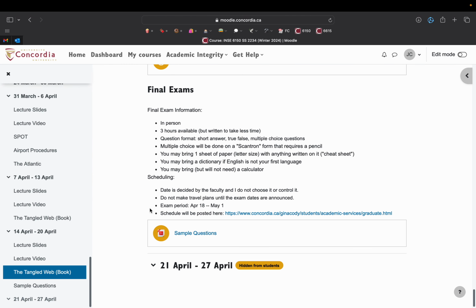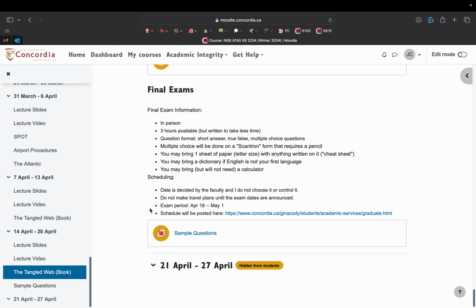The first thing I'll draw your attention to is the bottom part, the scheduling. The final exam will be sometime between April 18th and May 1st. That's the exam period this year. What date it actually is, I don't choose. I have no control over it. I just tell the department I want a final exam.